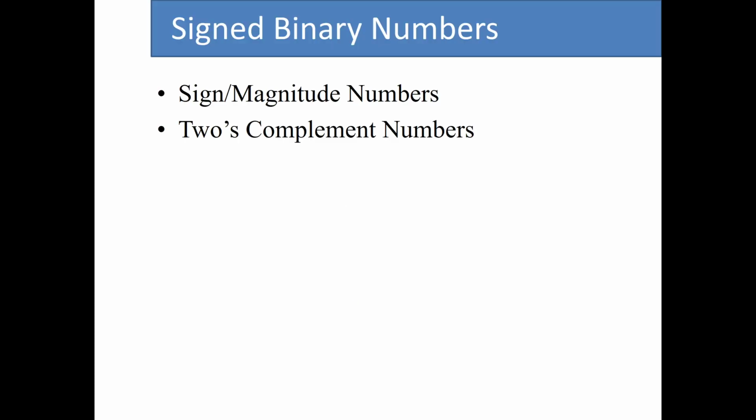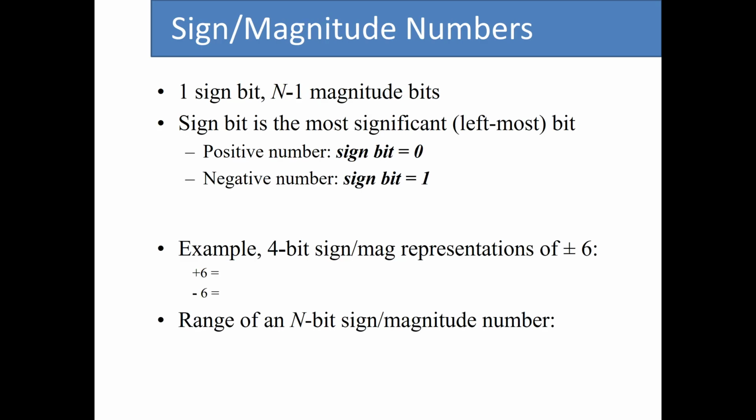There are two different techniques that I will discuss here. The first technique is called sign magnitude representation, and the second one is the two's complement representation. Let's go over each one of them one by one and see some examples. For sign magnitude numbers, the first bit is considered the sign bit, and the n minus 1 remaining bits are the magnitude bits.